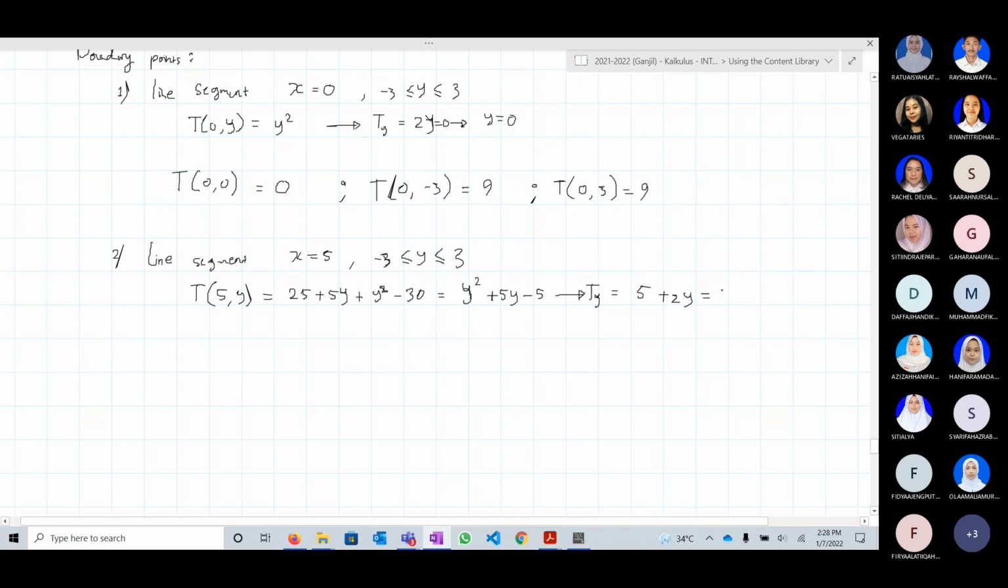And if we want to make it equal to 0, in this case, we have that y is equal to minus 5 over 2. So now we compute the values. T at 5, minus 5 over 2 is basically, we evaluate this guy, minus 5 over 2.